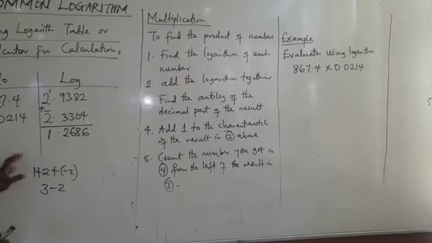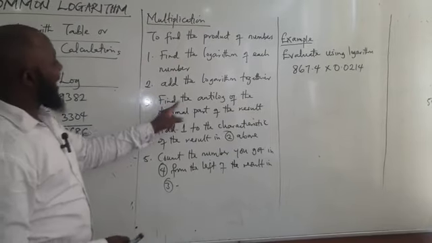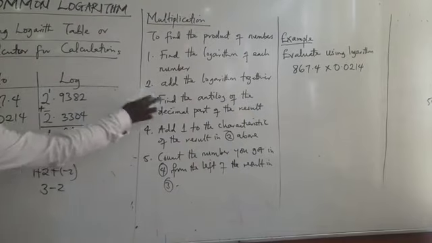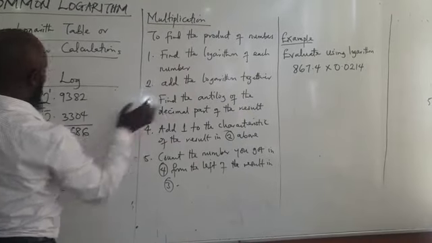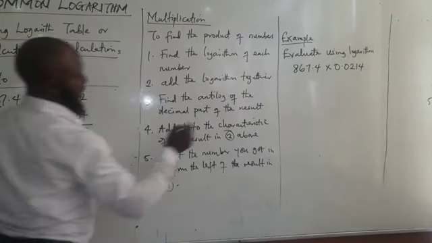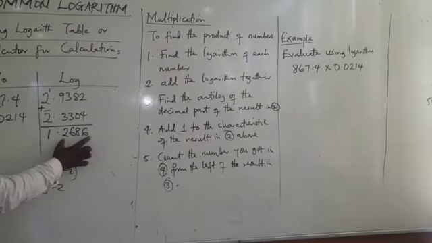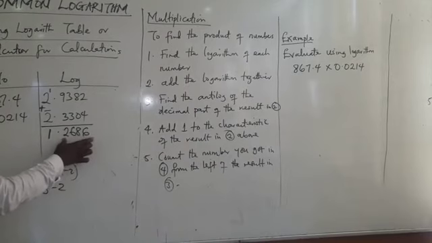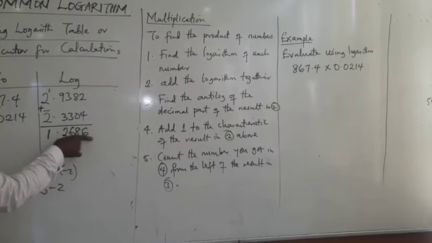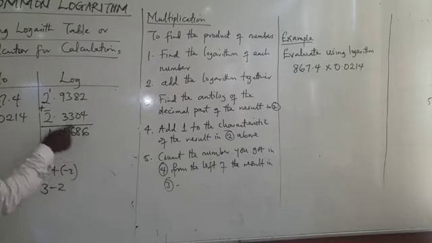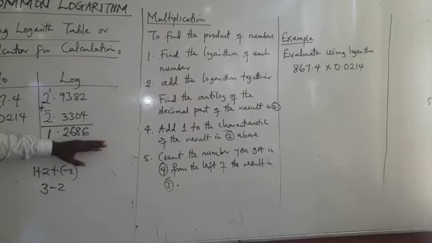So what we are going to do is that the question says find the antilog of the decimal part of the result. The result we have in 2 is this. So in 2, we're going to find the antilogarithm. That's what it means by antilog, short form of antilogarithm, of 0.2686. Antilogarithm of what? 0.2686. That's what we're going to find.